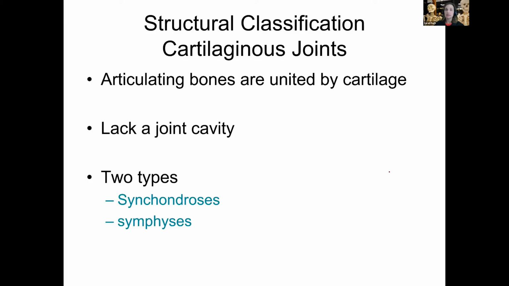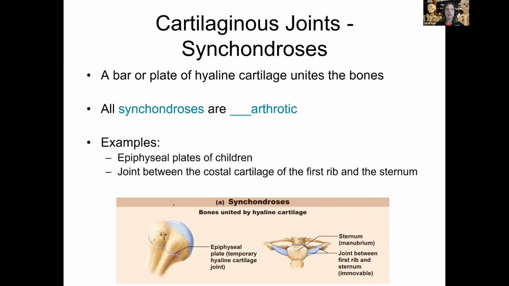synchondroses and symphyses. Now, a synchondroses, if you look at that name, it has chondro in the name. So if you see that, you should know immediately, oh, that's a cartilaginous joint. So if I ask you a question on your exam that says, which of the following is a cartilaginous joint? And you see synchondroses as one of the answers, that should be easy peasy. You should know it's cartilaginous. All right, so a synchondroses is where you have some cartilage uniting the ends of those bones together. All synchondroses are synarthrotic. Remember, that means that they are not movable.